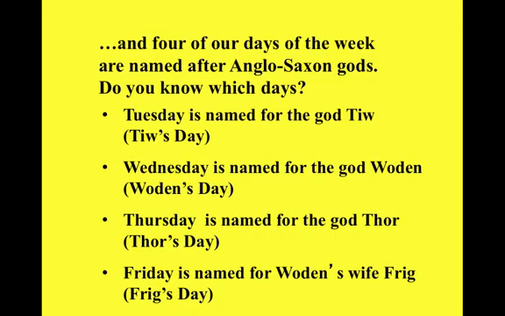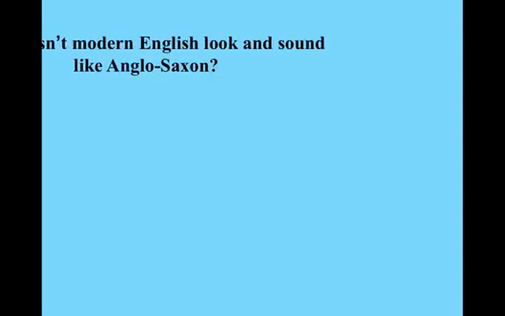So Tuesday is named for a god, Tiw. So Tuesday is Tiw's Day. Wednesday is named for the god Woden, and so Wednesday is Woden's Day. You've probably heard of Thor, and Thursday is named after him. And then Woden's wife Frigg is who Friday was named after. So Friday is Frigg's Day. So again, we still see the influence of these old Anglo-Saxon words in our modern day English.